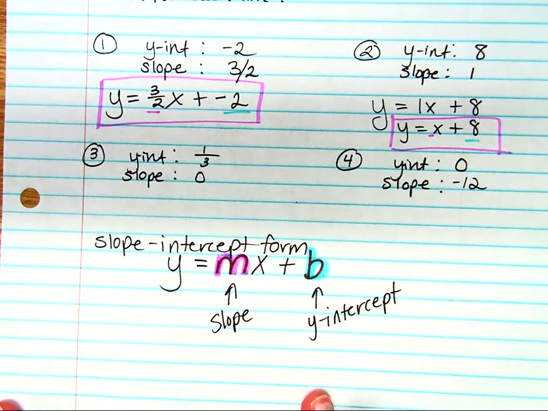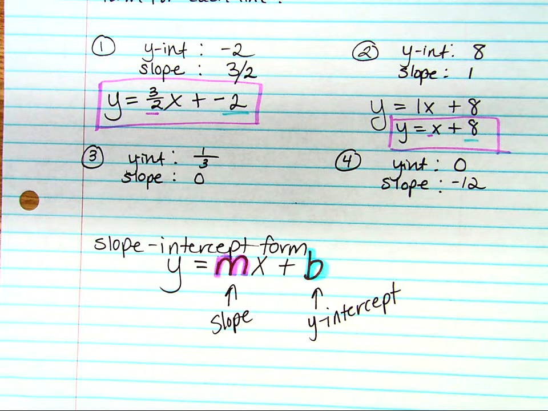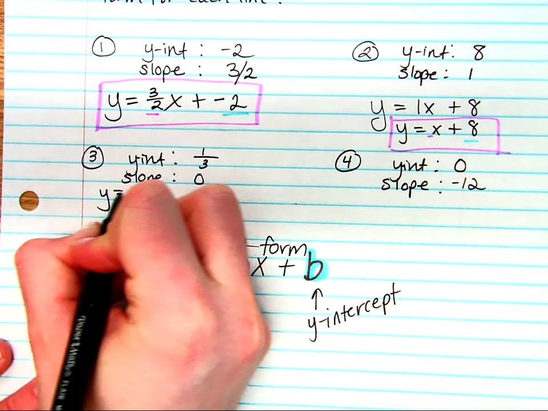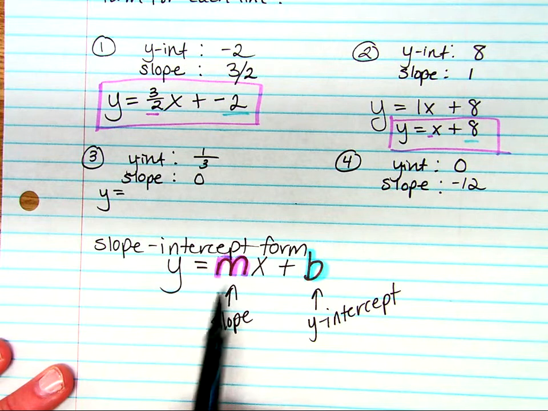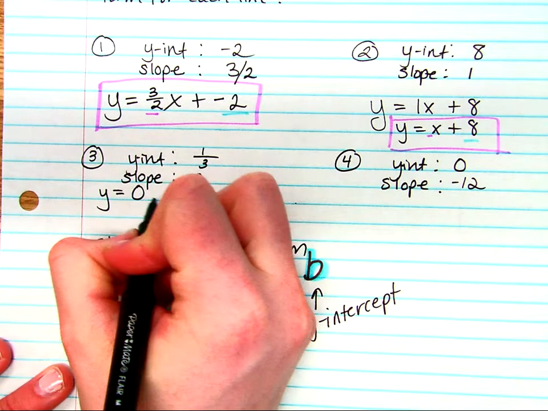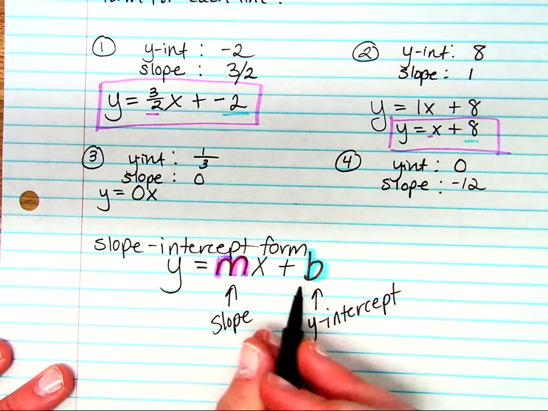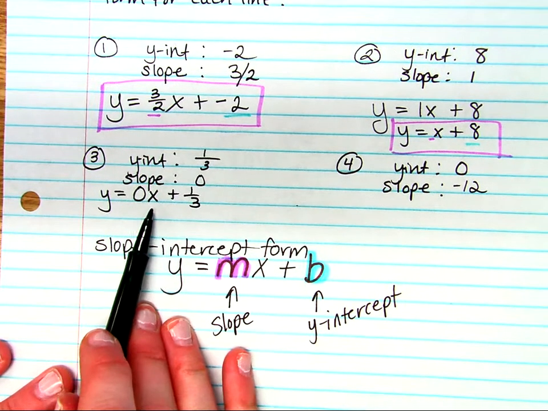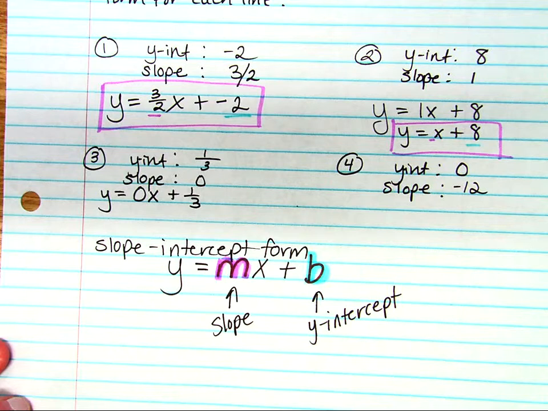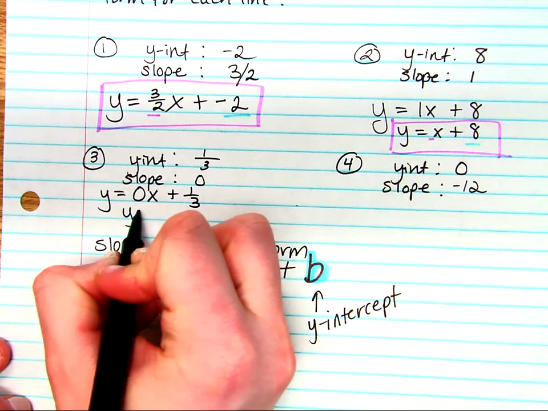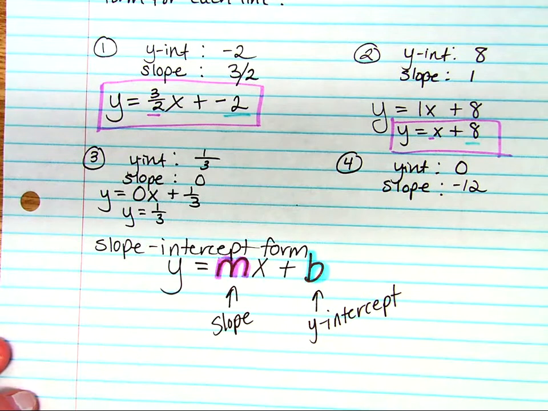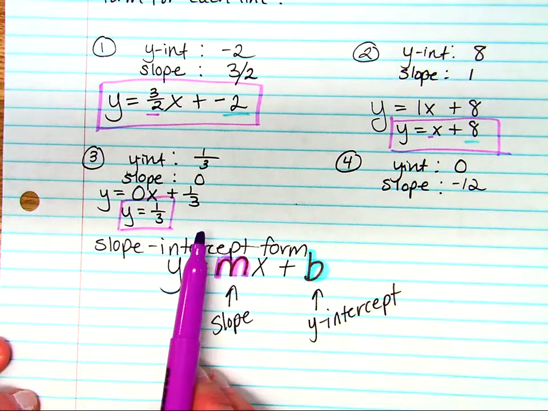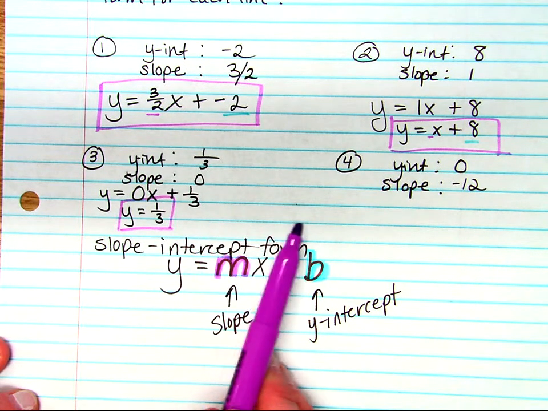Next example, I have a y-intercept of 1/3 and a slope of 0. So here we go. Y equals M, which is my slope, which is 0. So 0 times x plus my y-intercept, which is 1/3. Now 0 times x, 0 times anything, is 0. So I'm just going to leave that part out, and I'm going to make this y equals 1/3. If I were to graph that, it would form a horizontal line at positive 1/3.